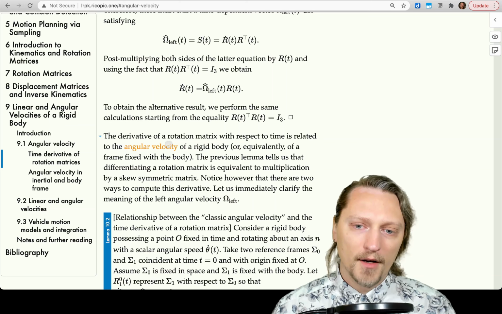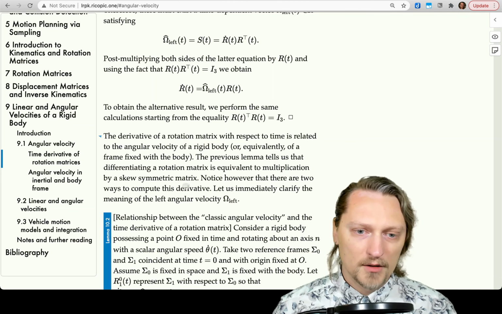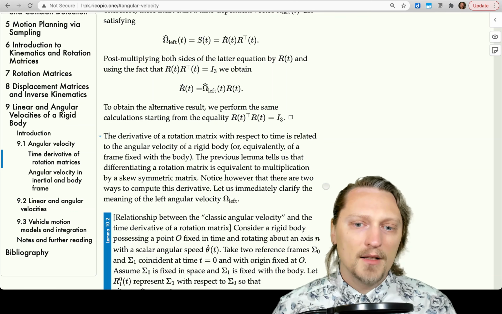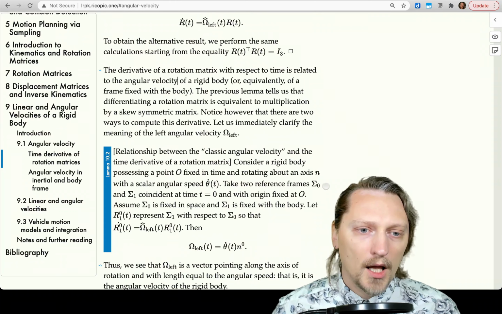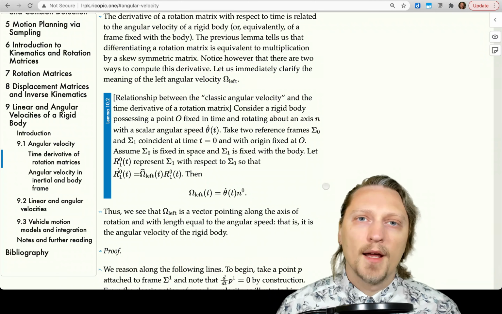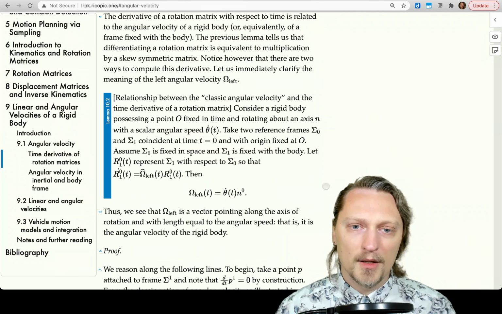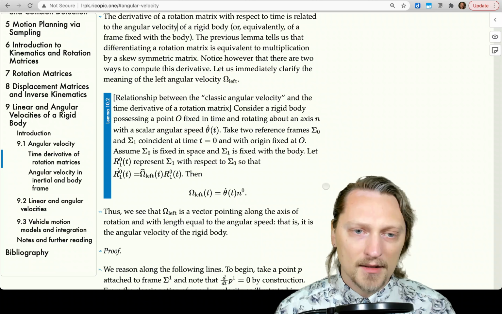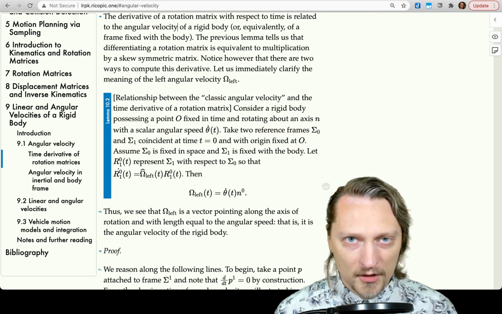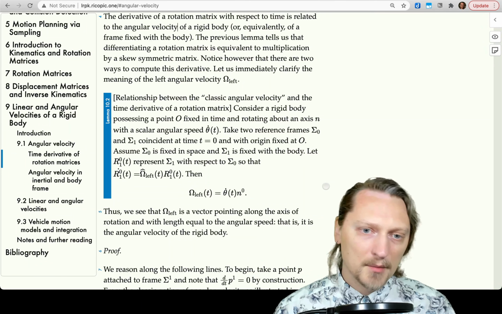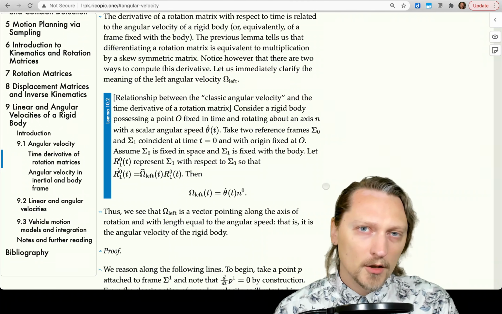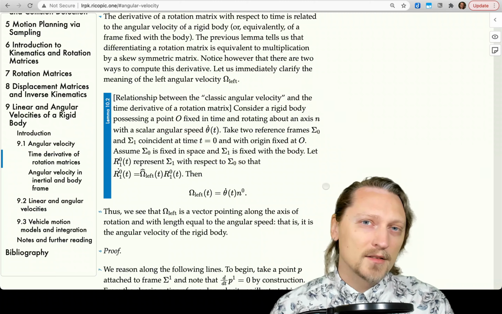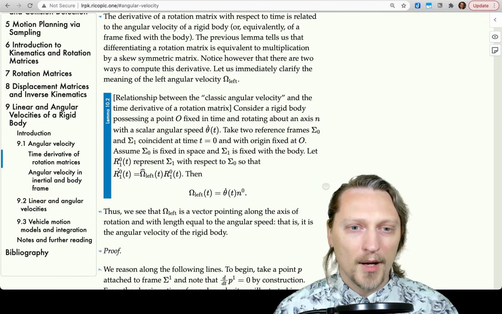Notice, however, that there are two ways of computing the derivative. Let us immediately clarify the meaning of the left angular velocity omega left. Lemma 10.2, relationship between the classic angular velocity and the time derivative of a rotation matrix. So we're going to relate the time derivative of a rotation matrix that we just derived to what you're familiar with from your dynamics class regarding the angular velocity of a body.